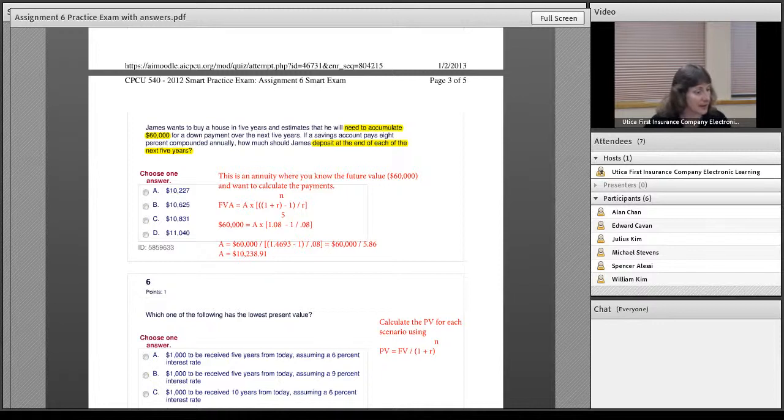Okay, it's an annuity. You know the future value of the annuity, which is $60,000. You're trying to calculate the payments that you need to put aside to make that. So that's why this is an annuity. So again, in your head, you need to have these key thoughts. Anything where you get the same payment or make the same payment over multiple years, that's an annuity.